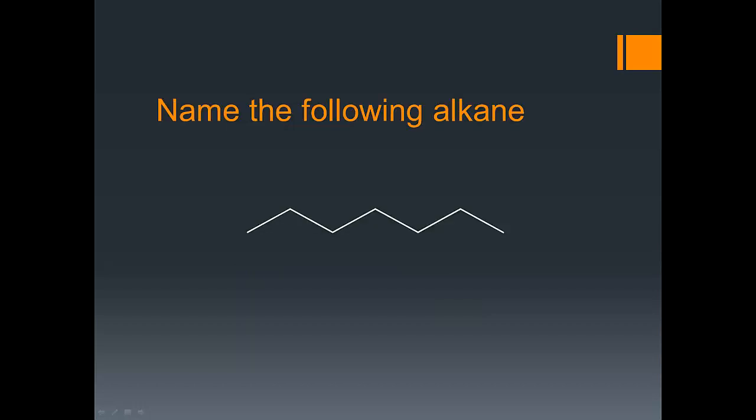Let's name the following alkane. How many carbons do we have in a row? We have 1, 2, 3, 4, 5, 6, 7 carbon atoms in a row, and we know the rest are simply going to be hydrogen atoms. So if we've got 7 in a row, that is meth, eth, prop, but, pent, hex, hept. This is going to be heptane. So the name of this alkane is heptane.